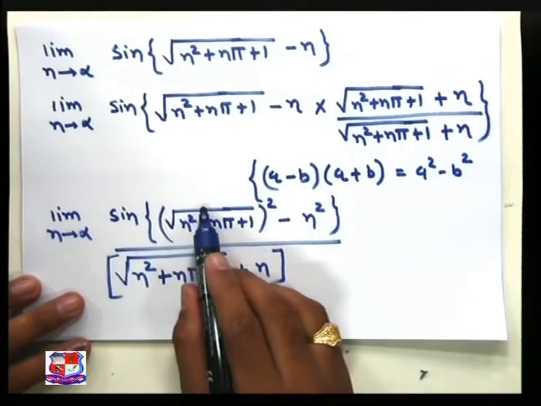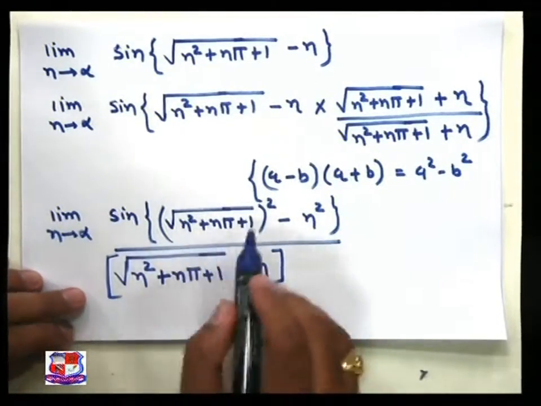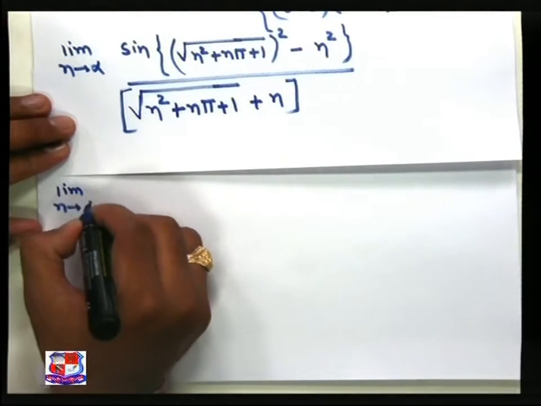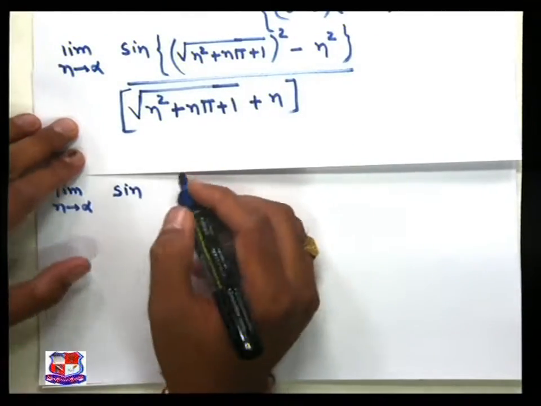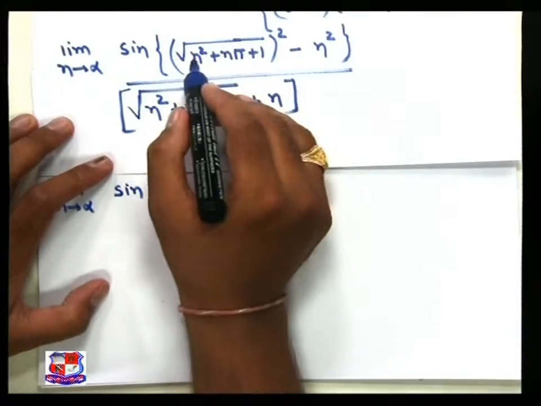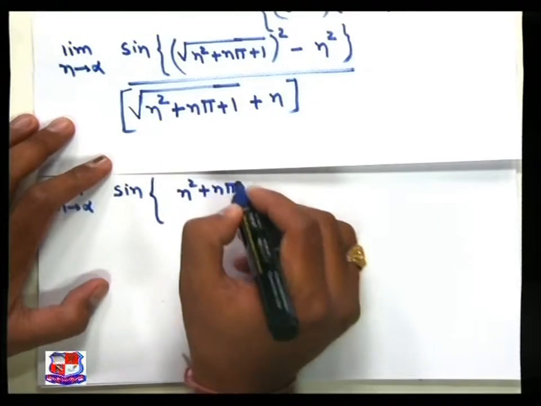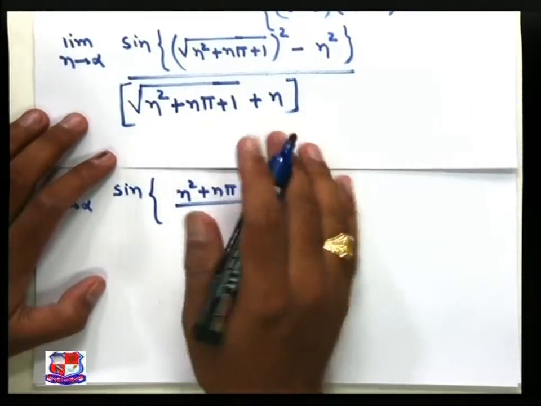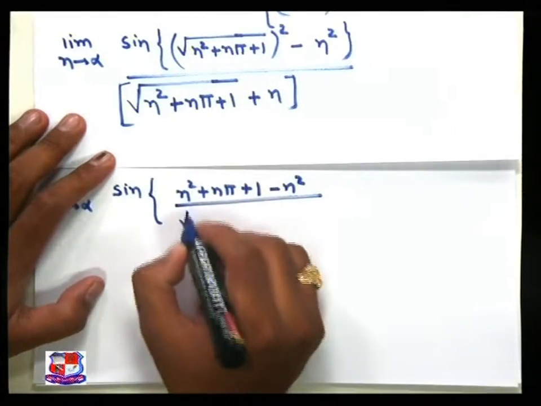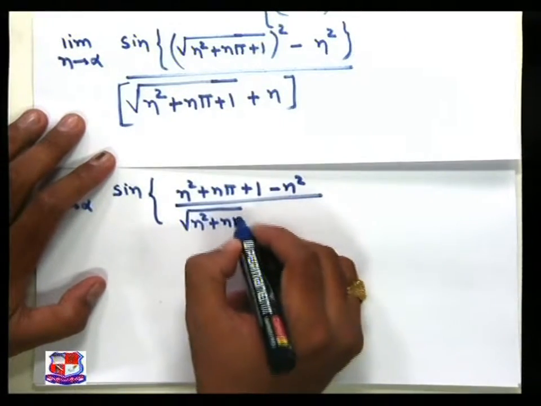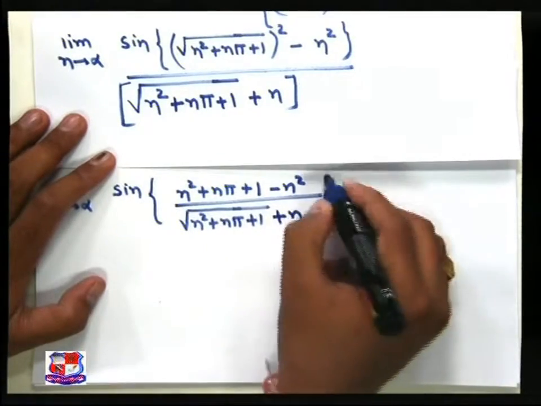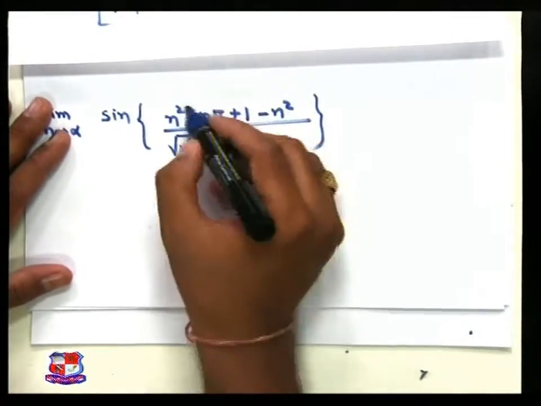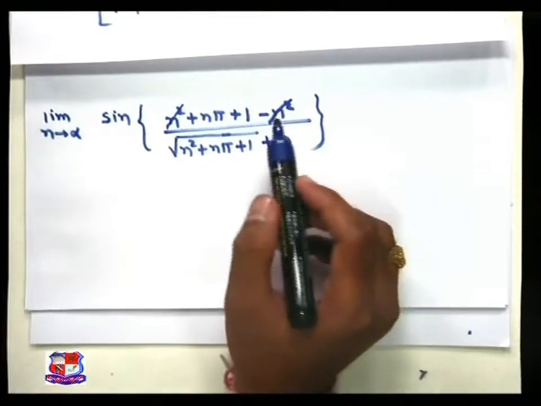Now you want to simplify this square root and this square, so finally both are cancelled out, so we simplify this term, that is limit n tends to infinity, sin of (n square plus n pi plus 1, minus n square as it is), divided by the square root of n square plus n pi plus 1 and plus n. Now we more simplify this term, that is plus n square and minus n square, so ultimately both are cancelled out.